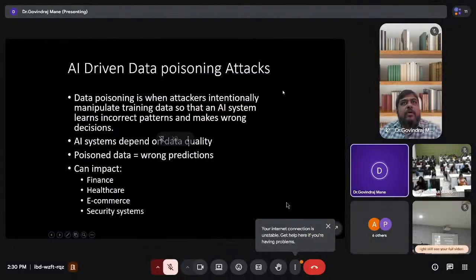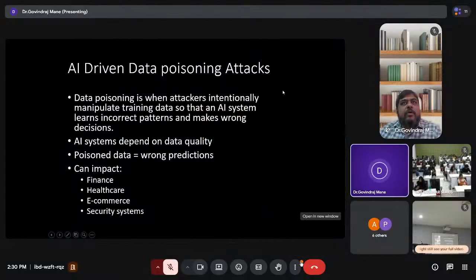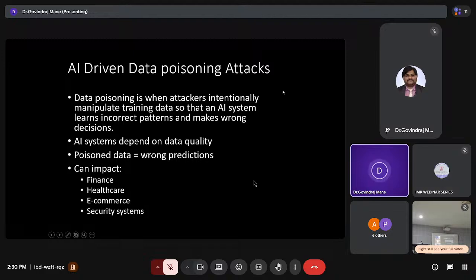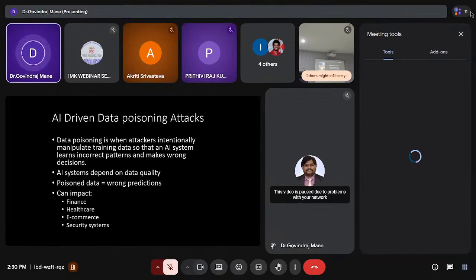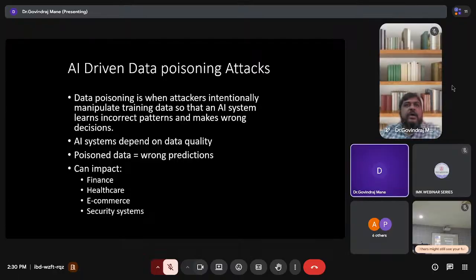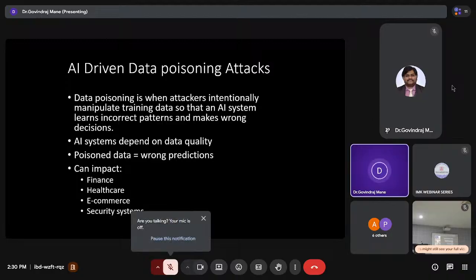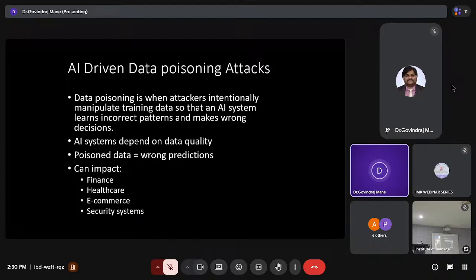Another important topic that I would like to discuss in cyber security and cyber threats is AI-driven data poisoning attacks. This is a new attack which has started as soon as AI got implemented in several businesses. So what basically is data poisoning? Data poisoning is when an attacker intentionally manipulates training data so that an AI system learns incorrect patterns and makes wrong decisions. AI systems depend on data quality.